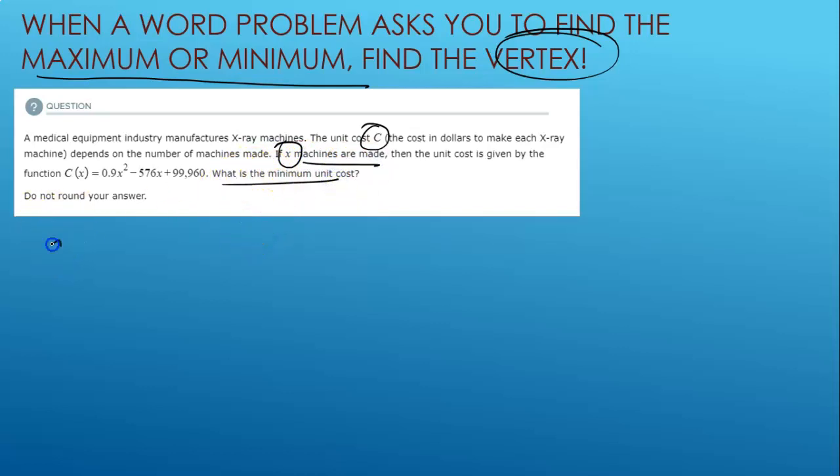Well, let's start with our axis of symmetry. X equals negative b over 2a. It says do not round. So we've got negative negative 576 divided by 2 times 0.9. That becomes positive 576 divided by 2 times 0.9, which is 1.8. We're going to divide 576 by 1.8, and I get 320.